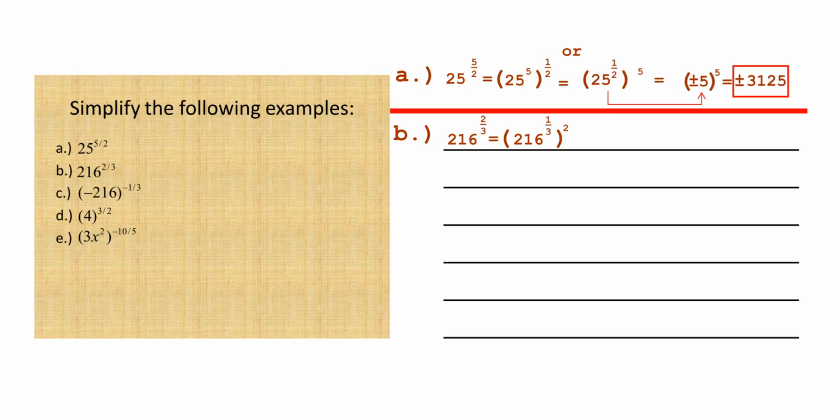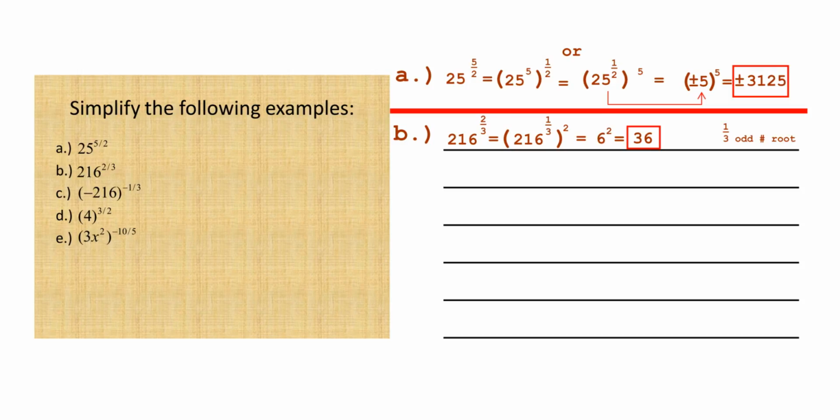So 216 to the root of 1/3. What number times itself 3 times will give you 216? Hey, 6 times 6 is 36, 36 times 6 is 216, right? Or you can check with your calculator. So therefore we can say it's 6 to the power of 2. And now 6 squared, 6 times 6, is very straightforward now, 36. Look how easy it was versus going the opposite direction. Okay, so there is our answer.